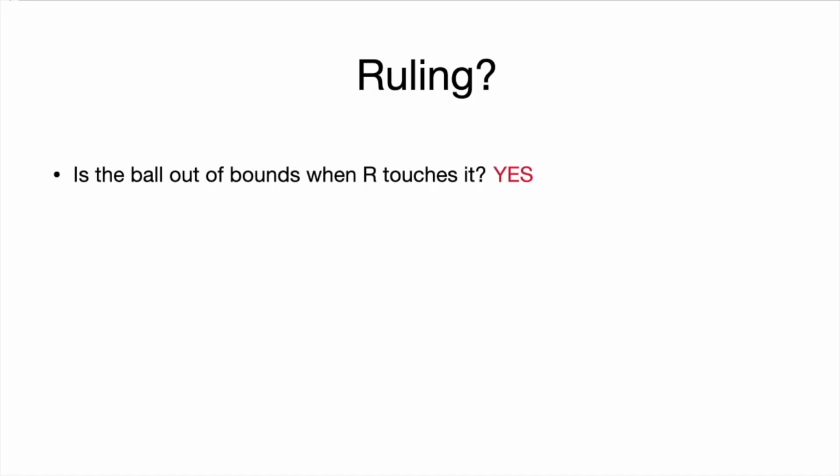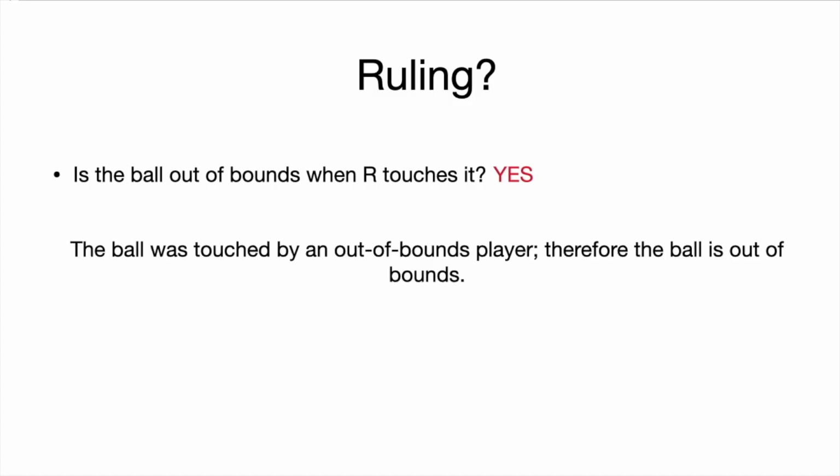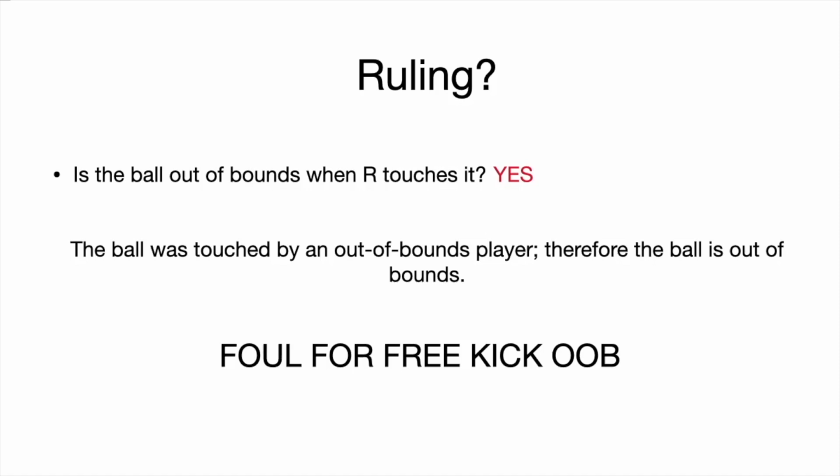Ball's dead when R touches it, and the ball's out of bounds. So the ball was out of bounds when R touched it. Since it was touched by an out of bounds player, therefore the ball is out of bounds, and we have a foul for a free kick infraction. So it doesn't matter if the ball's crossed the plane or not. The fact of the matter is, R has accidentally stepped out of bounds, so it's not a foul for legal participation. And then an out of bounds R player touched the ball, making the ball out of bounds. And that is a foul for a free kick infraction.